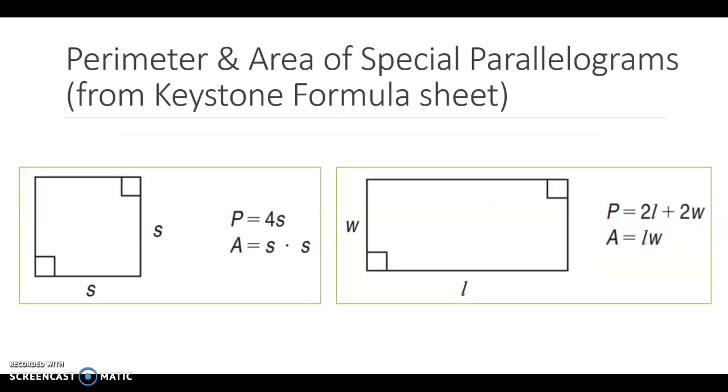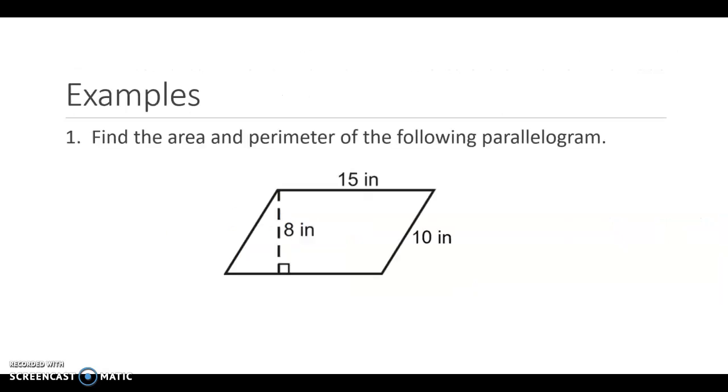A few other formulas we have are the square on the left, also found on your formula sheet, and the rectangle on the right. Let's start using them. So first example here, this is a basic parallelogram. Let's label what we have. 15 would be our base, 10 would be A, and 8 would be my height. We are going to find the area and the perimeter.